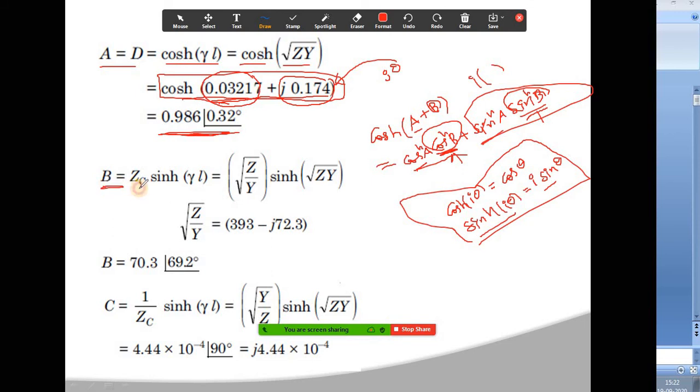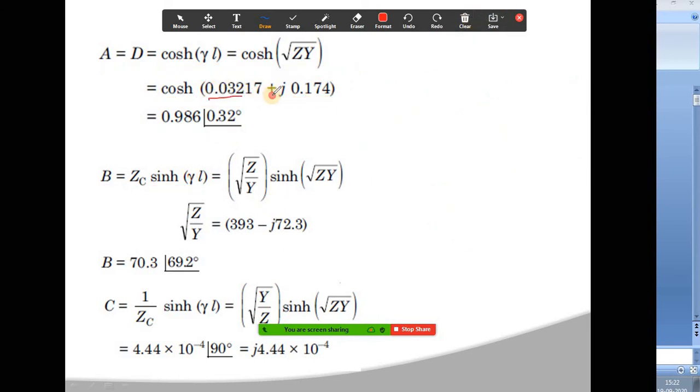Right, B here is Zc into sinh gamma l. So before calculating this value, you have to calculate sinh gamma l. In a similar manner as this, sinh gamma l here, and gamma l here is a complex number again. So this is the value of gamma l, 0.03217 plus j 0.174. Right. Now sinh of this value you have to calculate.